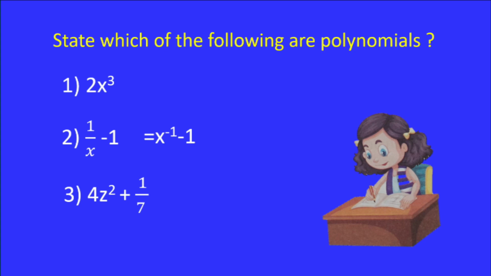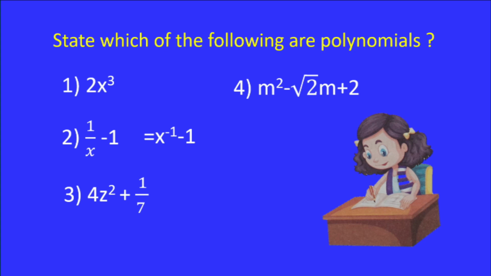Every student should be able to read the expression first. So try to read clearly the variables and the syntax. 4z square plus 1 by 7. Try to read this one. m square minus root 2m plus 2.